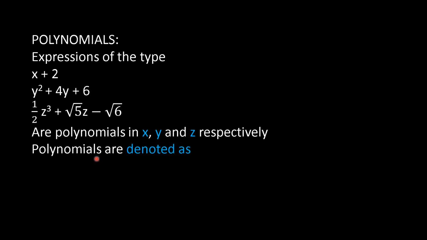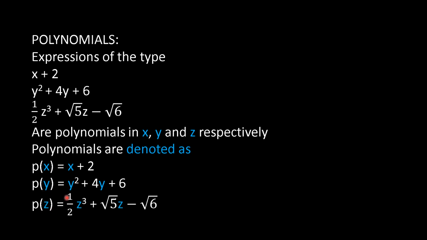Polynomials are denoted as P(x) = x + 2, because this is a polynomial in variable x. P(y) = y² + 4y + 6, because this is a polynomial in variable y. P(z) = (1/2)z³ + √5 z − √6, because this is a polynomial in variable z.